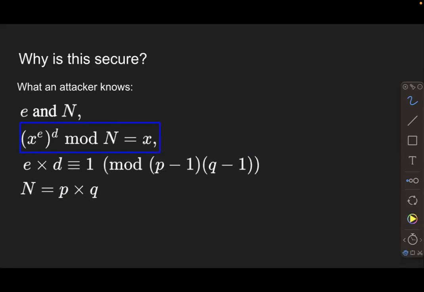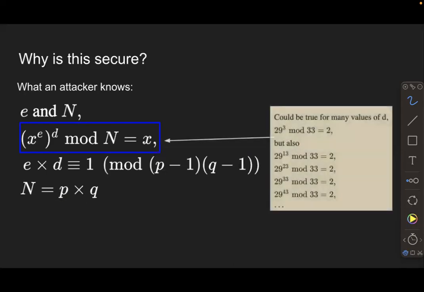So for this property, x to the e to the d mod n equals x, he knows it's true. But again, he knows e and he knows n, yet d could be many things, and that's because you're using this mod operator. D can be a lot of different things. 29 to the 3 mod 33 could be 2, but also 29 to the 13 mod 33 could be 2. 29 to the 23 mod 33 could be 2.